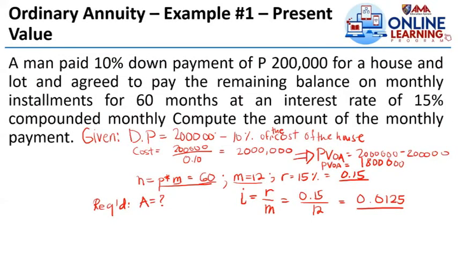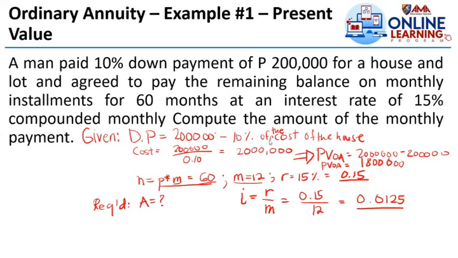So, a man paid 10% down payment of 200,000 for a house and lot and agreed to pay the remaining balance on monthly installments for 60 months at an interest rate of 15% compounded monthly. Compute the amount of monthly payment. Okay. So, yung down payment mo, DP, is 200,000.